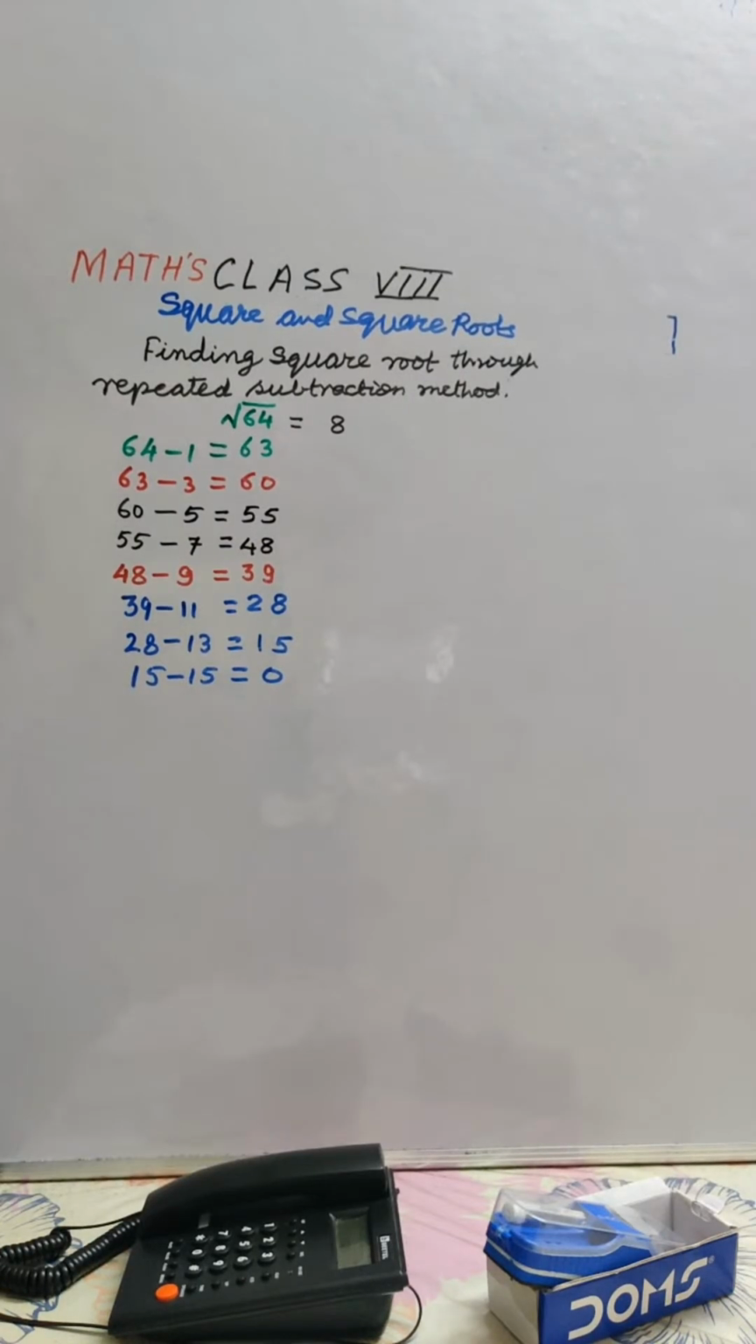Now this method does not work for longer or larger numbers. This is for smaller numbers, because the more we have to subtract from a larger number, the more difficult it becomes. So taking another example of getting a square root using the subtraction method. Suppose there is 81 and we want to find its square root using the subtraction method.